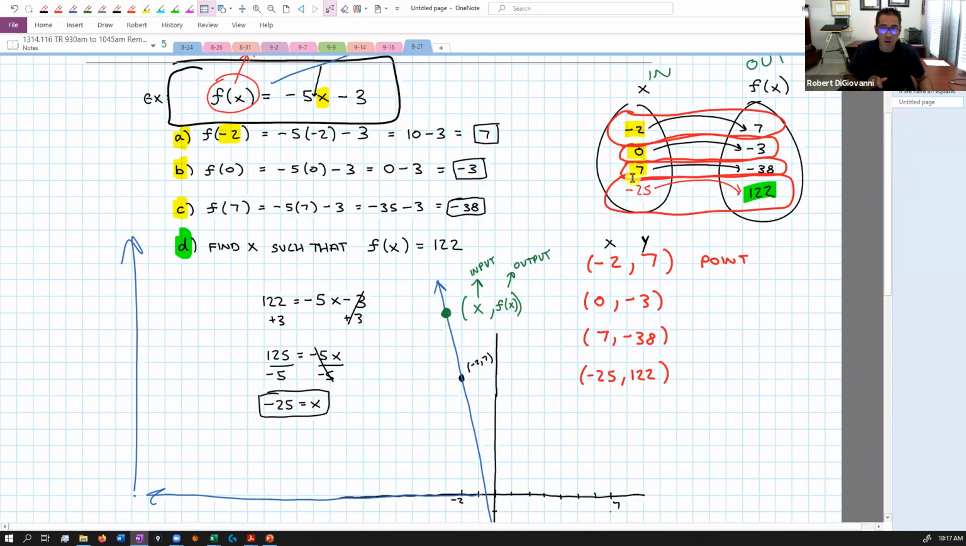Now, let me show you why you need to understand this relationship. I'm going to do something a little different now. I'm going to draw a function. I'm going to draw one for you, and then I'm going to ask you a bunch of questions about it, okay? So here we go.